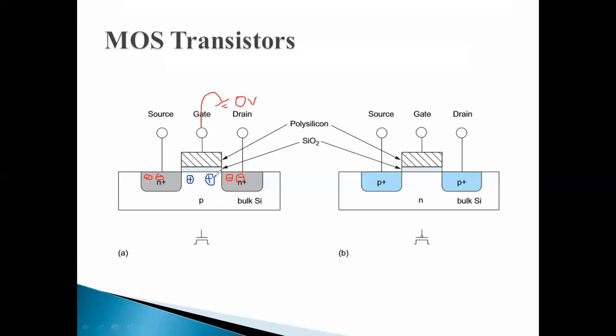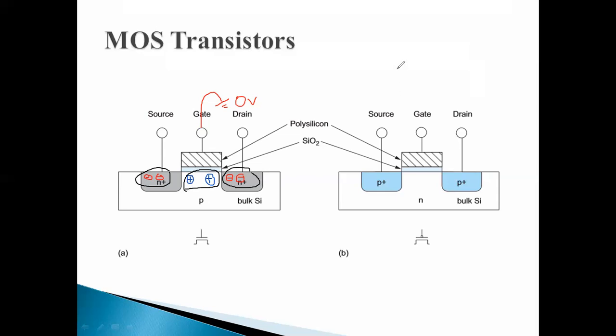So whenever there is no gate voltage applied, there is no formation of channel. Means there is no continuity here. If we observe, there is no continuity for the flow of current from source to drain terminal, as the source terminal has electrons, this drain terminal has electrons, whereas in between these electrons we have holes.